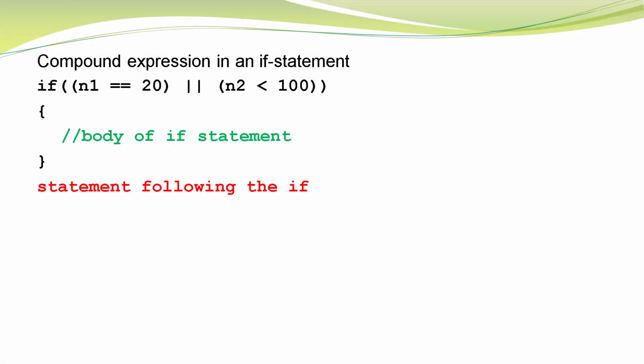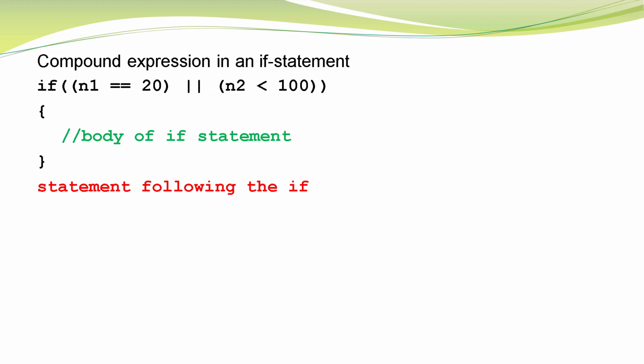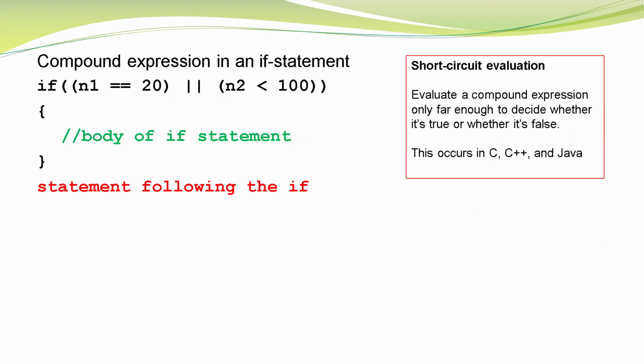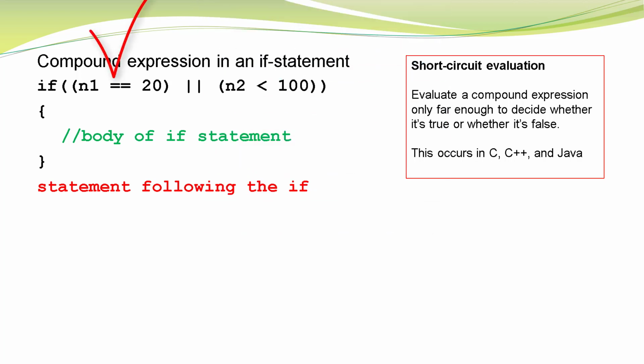Okay, the logical operator here is an OR, which means for the if statement to be true, either N1 must be equal to 20 or N2 must be less than 100. The logic is different from the AND example. Here, if either part of the if is true, the whole if is true. And keep in mind that short-circuit evaluation of compound expressions still applies. In short, if N1 is equal to 20, we don't need to check the second part. We can skip directly to the body of the if.